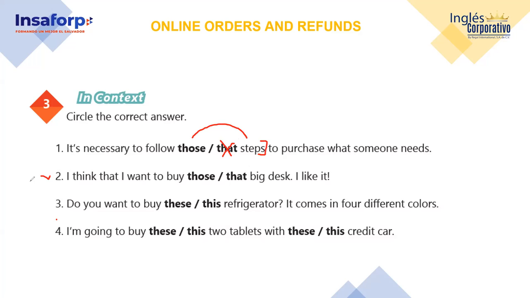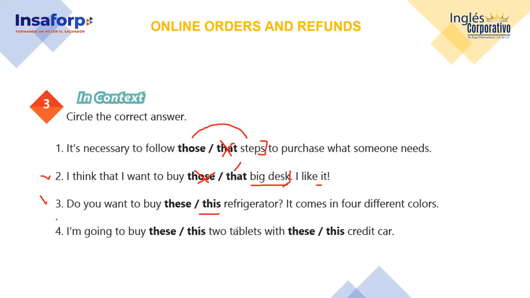I think that I want to buy that. Why? Because it is singular. So plural is not here. Because it says, I think that I want to buy that big desk. I like it. Singular. Number three. Do you want to buy this refrigerator?